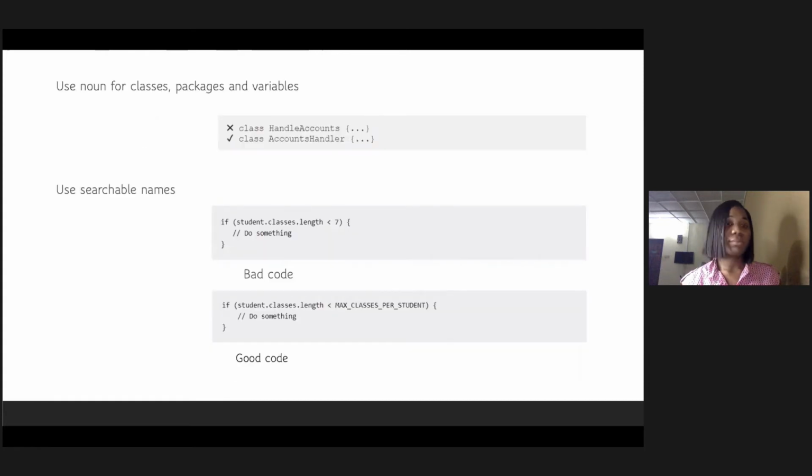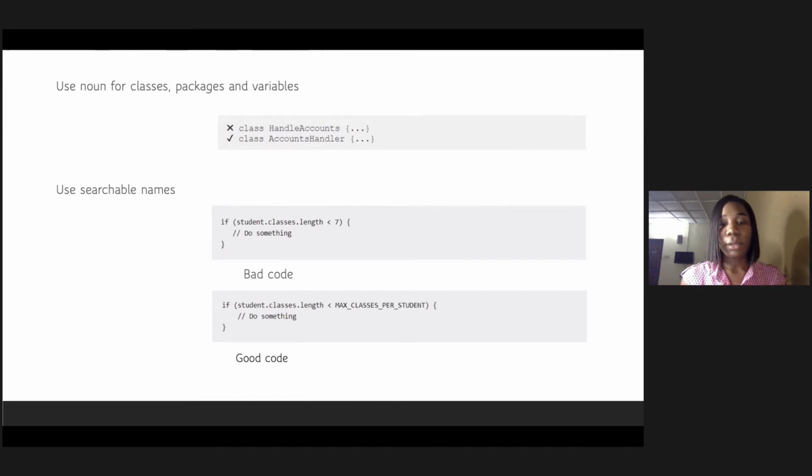So it's a common convention to use nouns for classes or variable names. So we can see here, instead of having handle accounts, you can have account handler as the name. And it's also advisable to use searchable names.